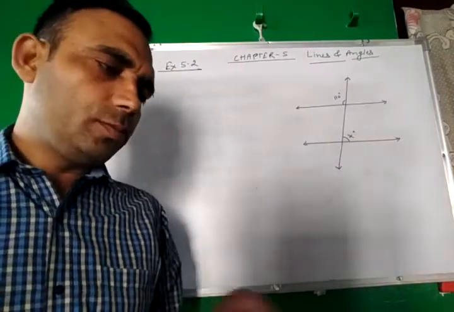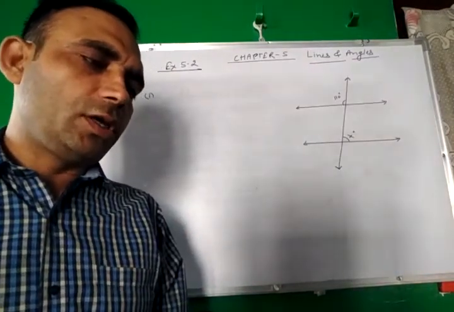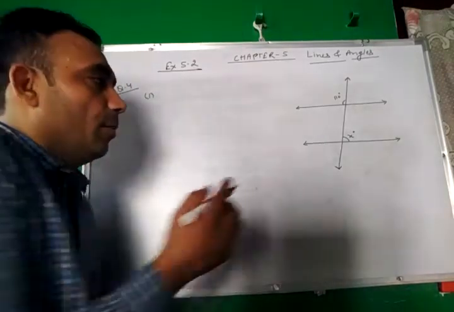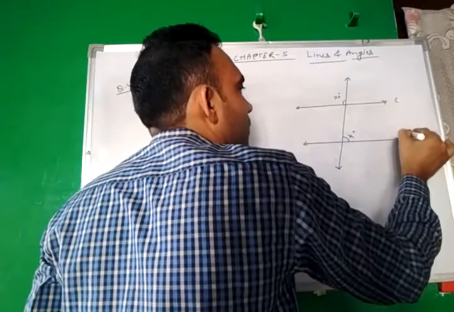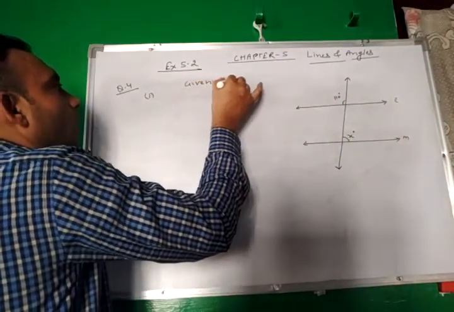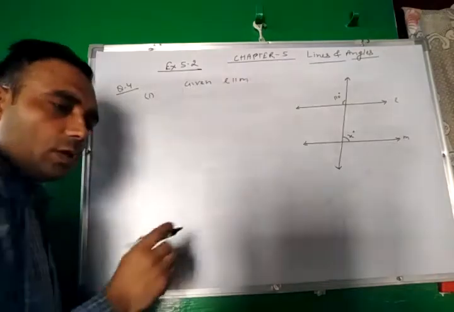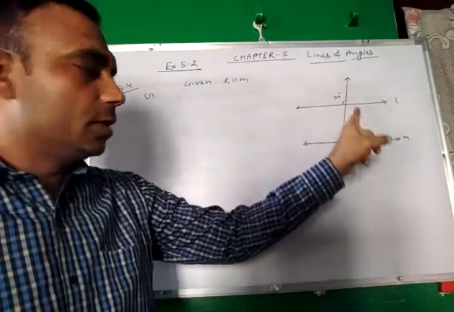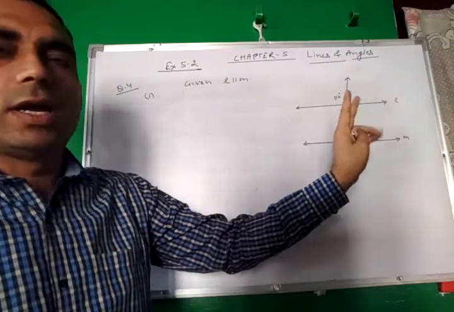Question number 4. Find the value of x in each of the following figures, given L is parallel to M. This is L and this is M. Now this is the first figure. This angle is 110 and this is x. We have to find x.